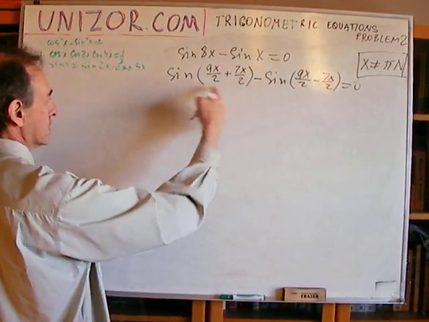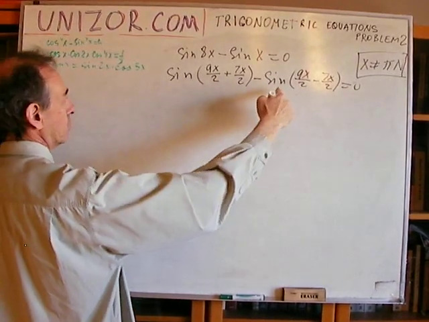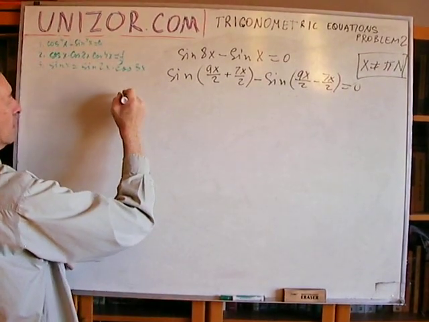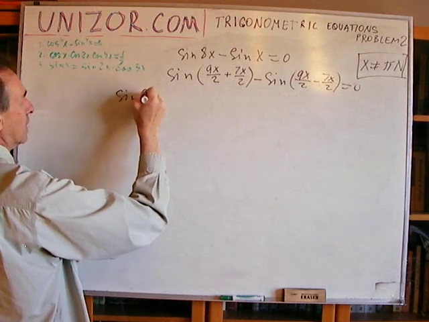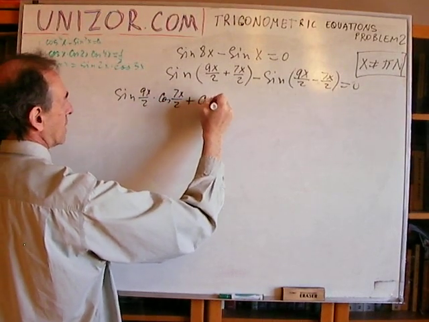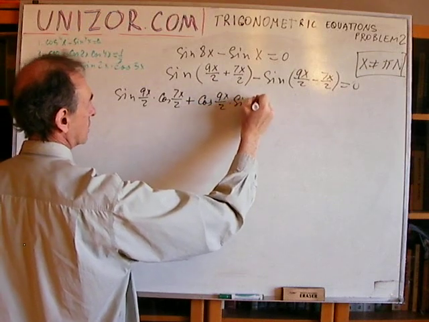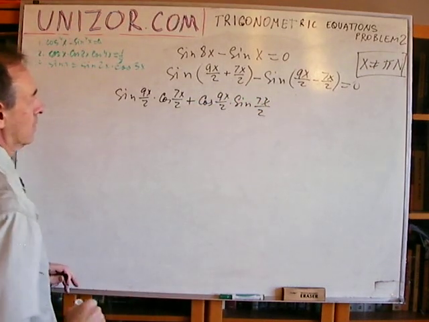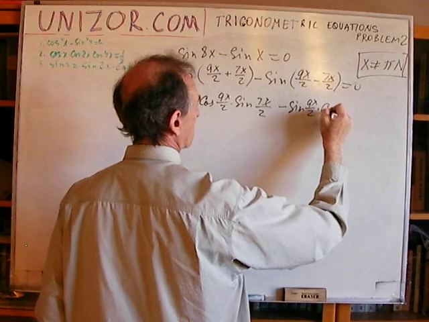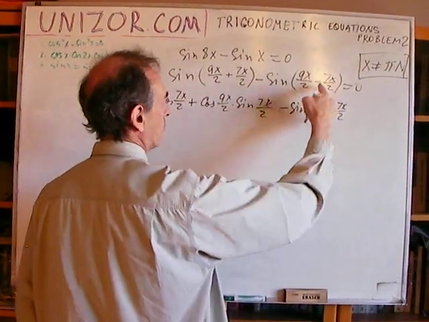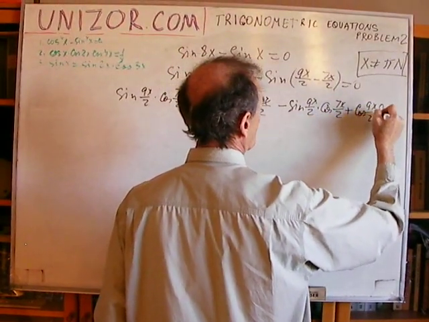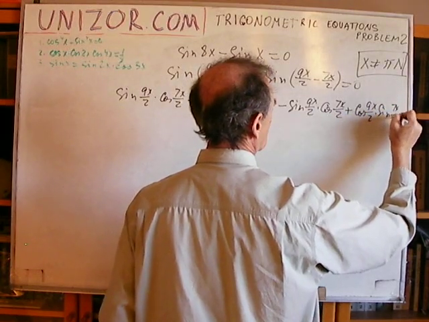Because if you will open this up, it's sine cosine, and this will be also sine cosine, so the sine cosine will be reduced. Okay, let me just do it in details. Sine 9x over 2 cosine 7x over 2 plus cosine 9x over 2 sine 7x over 2, right? Now, minus sine 9x over 2 cosine 7x over 2. Now minus, but this is minus, so it's plus cosine 9x over 2 sine 7x over 2 equals to 0.